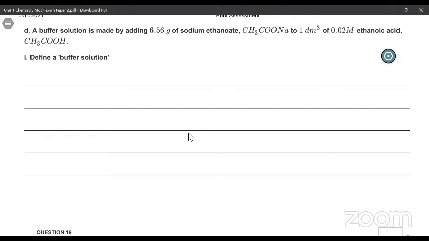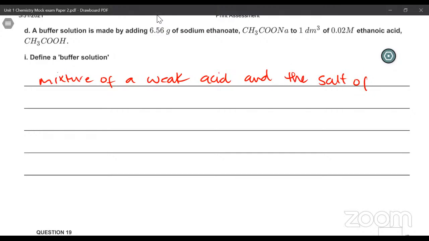Now define what a buffer is, or a buffer solution. A buffer solution is an aqueous solution or mixture of a weak acid and the salt of that acid, all right? That's your buffer solution.